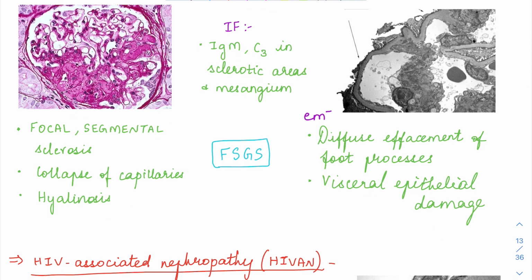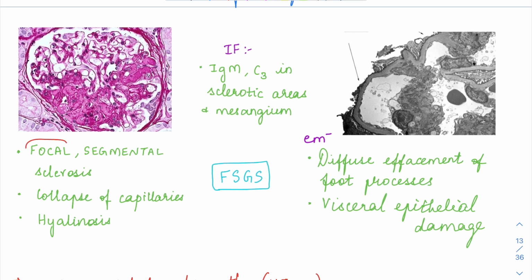So what are the features we see in FSGS? As the name suggests, it is going to be focal. Focal in the sense that it is just the opposite of diffuse. Suppose you have 10 glomeruli. If all 10 glomeruli are involved, then it is called a diffuse process. While if only some 3 or 4 of the 10 glomeruli are involved, it is called focal. So only some glomeruli will be involved in FSGS.